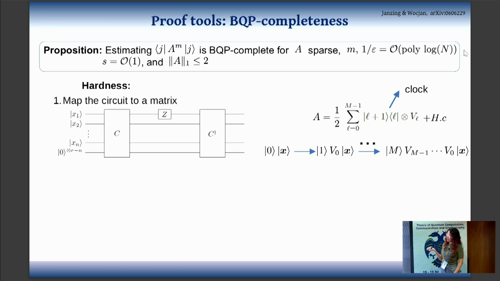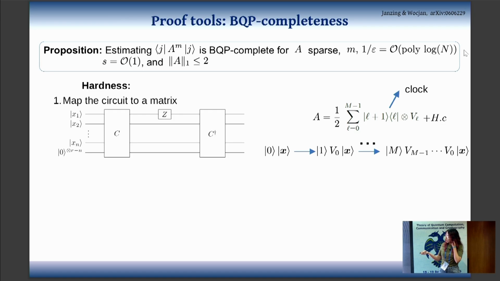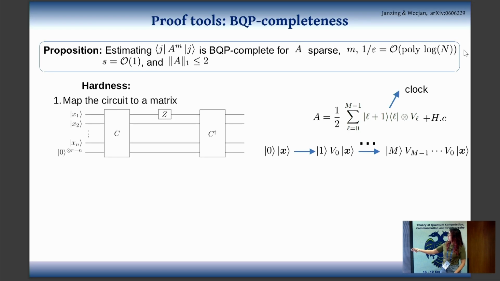This mapping was used by Janzeng and Vokchan to prove exactly the hardness of this problem for matrix monomials. You just double your circuit and put a Z gate in the middle. So this is the circuit, and then you apply each of the gates in the circuit controlled by one clock register. You start with your clock in time 0, and then your bit string is in x.